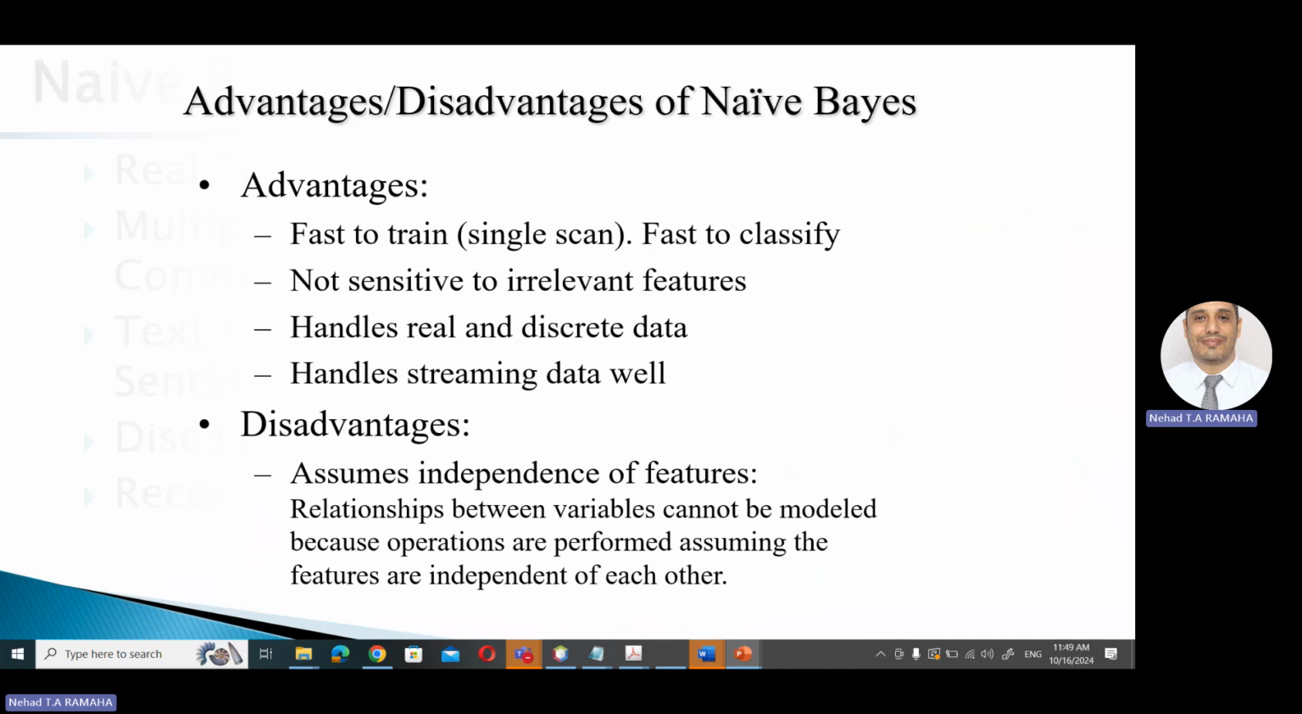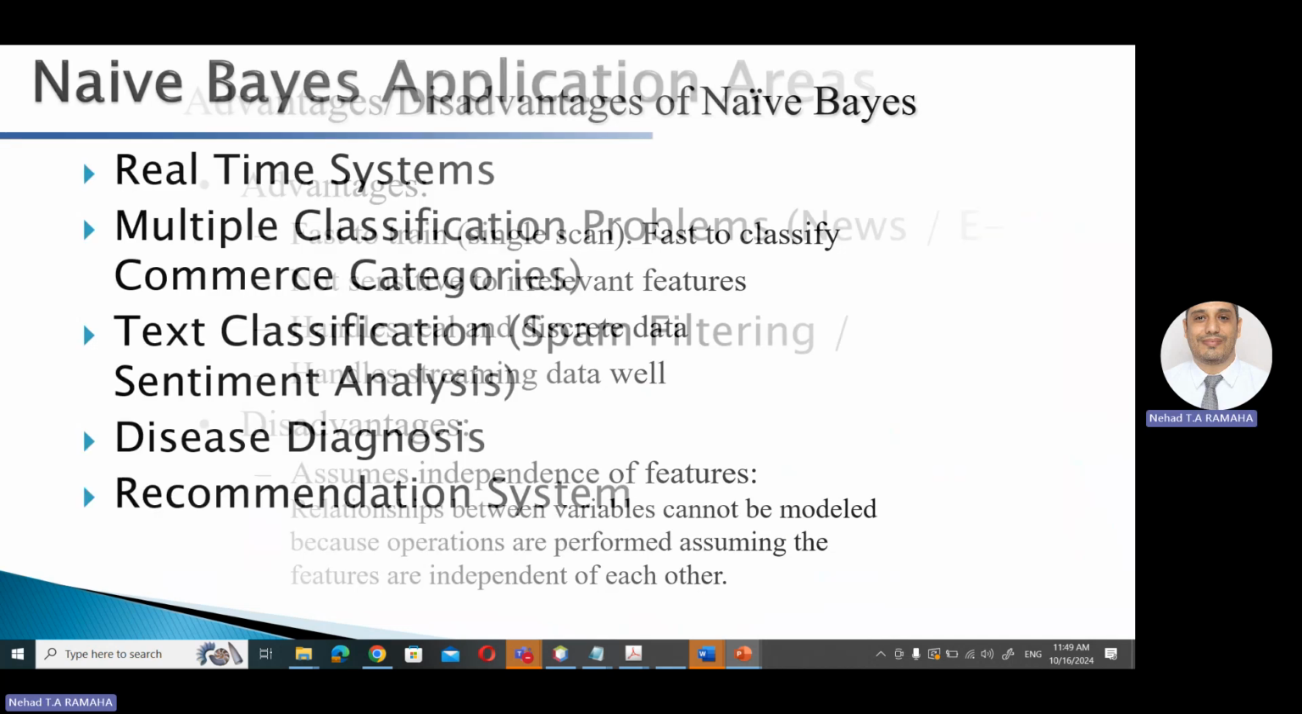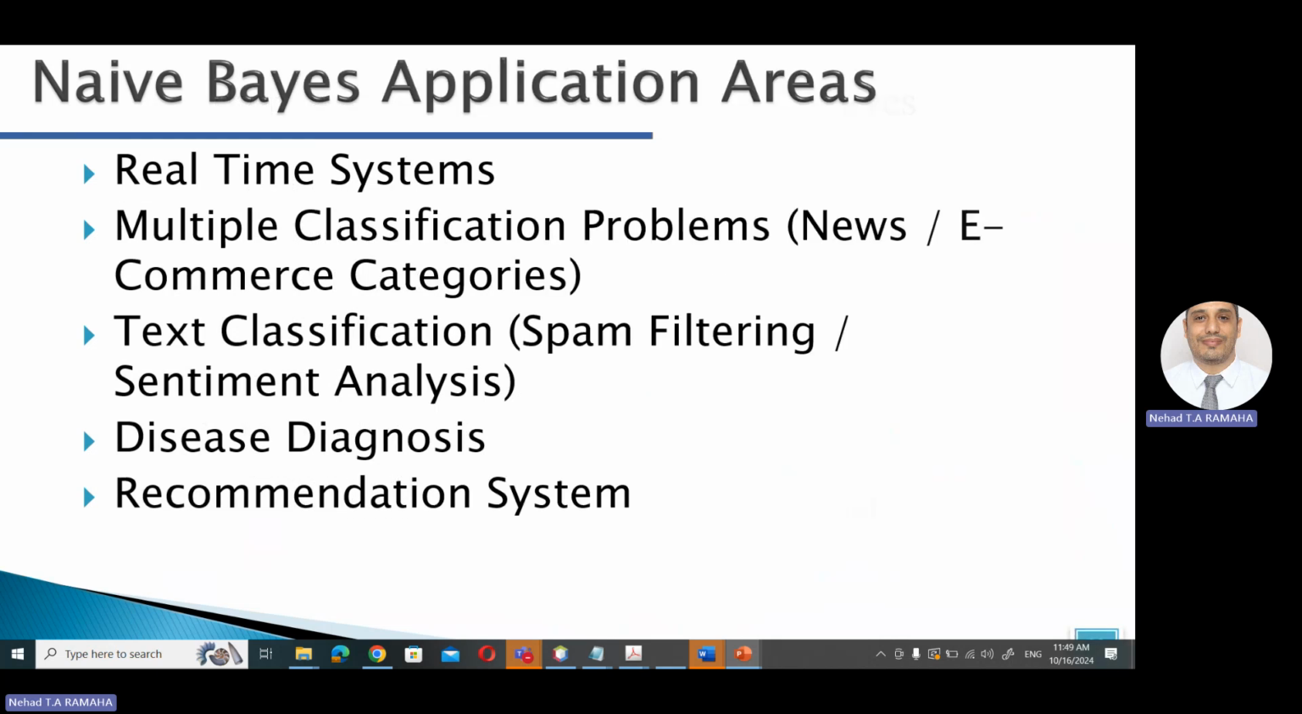We have Bayes applications like real-time systems to classify things in real time, like categorizing text, such as spam filtering and so on, depending on the sequence of some words and the statements that can be in the email. Disease diagnosis, recommendation systems. We will take some examples for this.